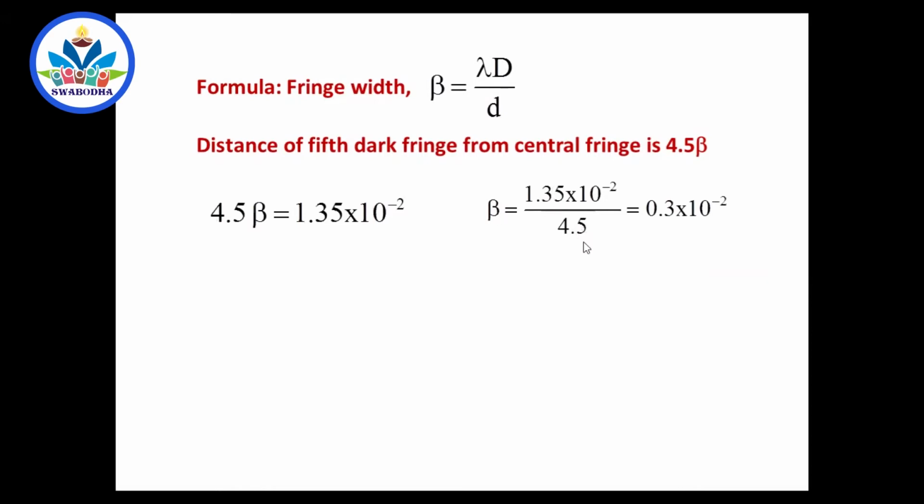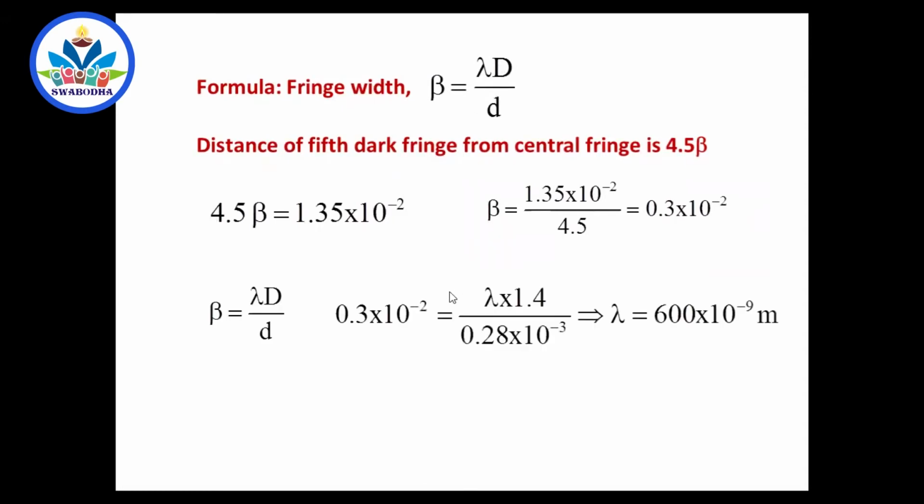So this is 0.3 into 10 to the power minus 2 meters. 0.3 centimeter is the distance between two successive bright fringes. So this is beta. Now once you get beta, you know capital D and small d. Why can't you find out lambda? So beta is equal to lambda D by d, and 0.3 centimeters is the width of one fringe.